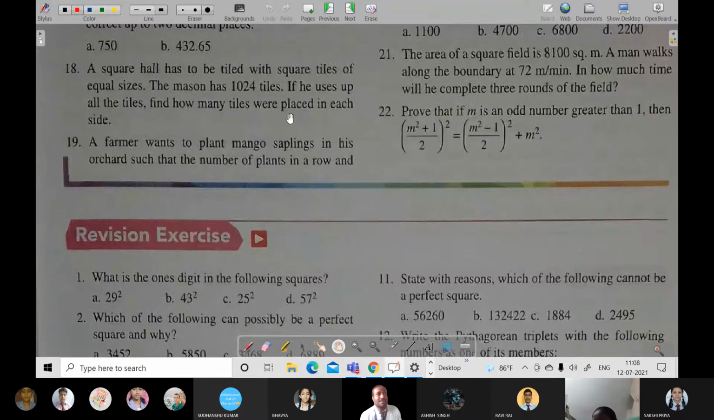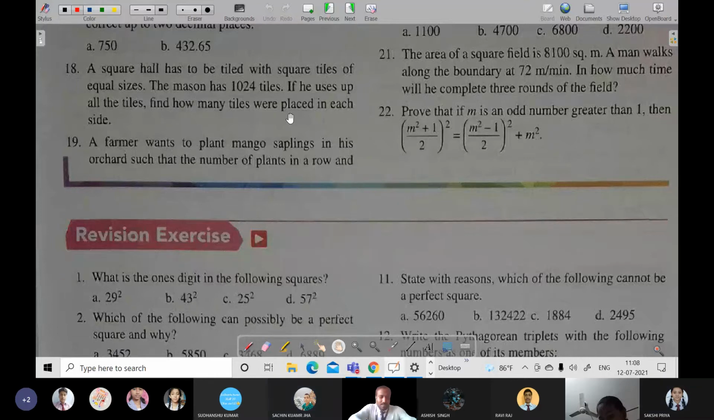In a square hall, what happens? Length and breadth are both the same, and as many tiles as will be taken in one length, that many rows will also be there. Row and column numbers will be the same over here. Got it? Yes, sir. Sir, you should explain question number 22 again with figures. With a figure, okay, just see.